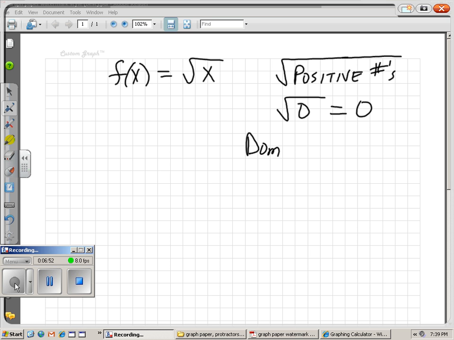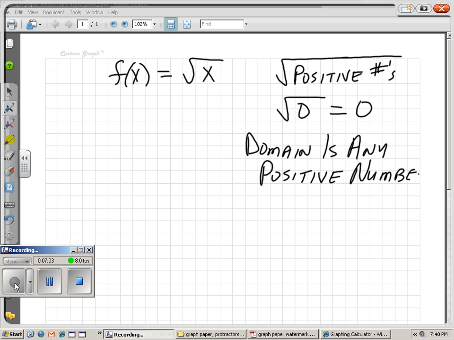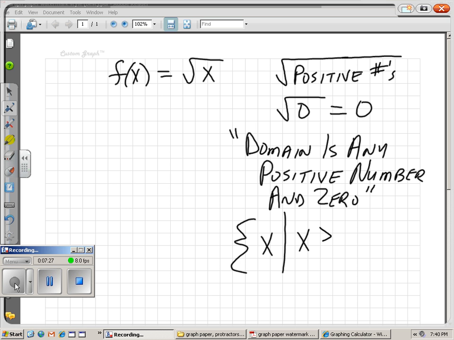So it can be any positive number and it can be 0. So domain is any positive number and 0. Okay, that's what I'm thinking to myself, and that answer is correct, but let's write it mathematically now. So our solution set is x, all x's, such that, remember that kind of means except for, so all x's such that, or as long as, x is greater than or equal to 0.